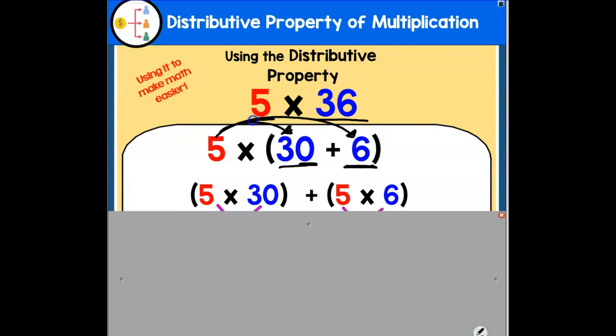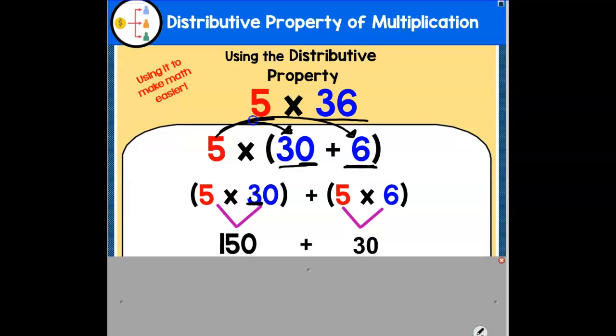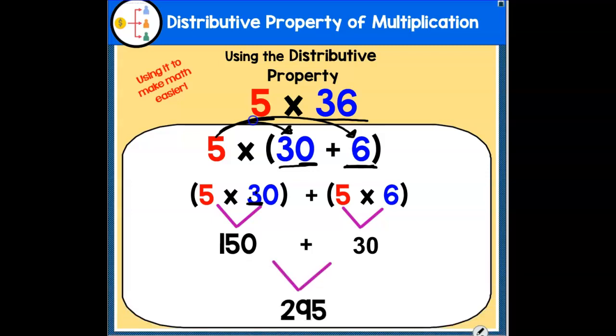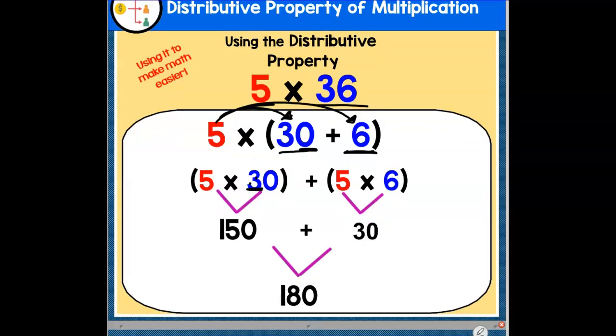So now we're going to calculate 5 groups of 30. Well, I'm going to start out and think about, well, what's 5 groups of 3? 5, 10, 15, but it's not 15. It's 3 tens, so it would be 150. Now my 5 times 6, I know that is my basic fact of 30. So now I have 150 plus 30 because I broke my 36 into two parts, but now I have to combine them back to get my total answer. So 150 plus 30 would be 50, 60, 70, 80. 180 would be my total product of 5 times 36.